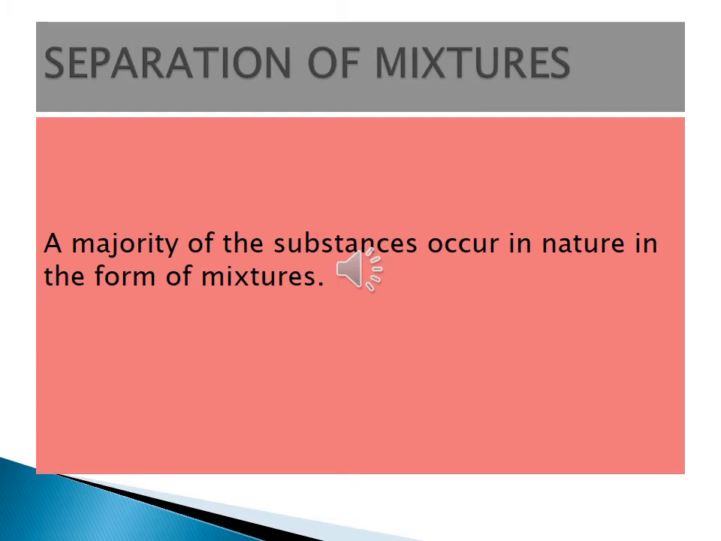Now here, separation of mixture. A majority of the substances occur in nature in the form of mixture. So purification is required to obtain pure chemical substances like elements and compounds. For example, distillation of water is done to obtain distilled water, which is salt-free water. Pure oxygen on a large scale is obtained by fractional distillation of liquid air. This oxygen is used in hospitals and in space missions.